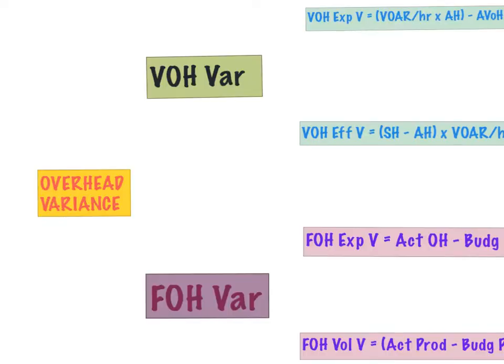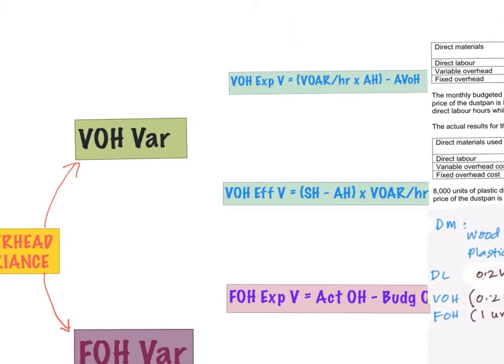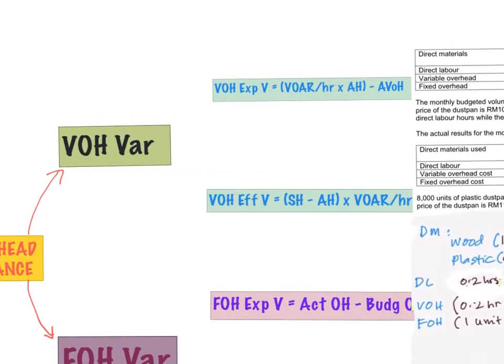Okay, there are two types of overhead variance. The first one, as you can see, is the variable overhead variance, and the other one is what we call the fixed overhead variance. So for variable overhead variance, we have two other types of variances.